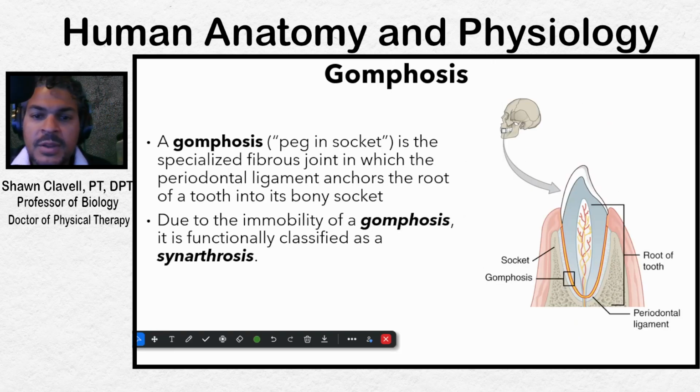And then finally, a joint that is specific to the teeth. It's referred to as a peg and socket type of joint. This is a gomphosis, a specialized fibrous joint in which the periodontal ligament, remember we mentioned that the common connection here is a ligament, holds the tooth into the bony socket, whether it's your maxilla, the upper jawbone, or your mandible, your lower jawbone. Again, due to the immobility of this gomphosis, it is functionally also referred to as a synarthrosis.